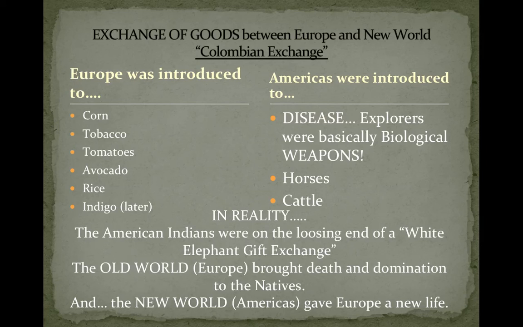The Columbian Exchange, while it is cultural diffusion, is definitely a one-sided deal. Europe hit the jackpot. The old world hit the jackpot. The new world got demolished. In reality, and I like how I put this down here, okay? In reality, the old world, Europe, brought death and destruction to the natives. And the new world, the Americas, gave the old world, Europe, new life. It really does open your eyes to who got messed over in this situation.